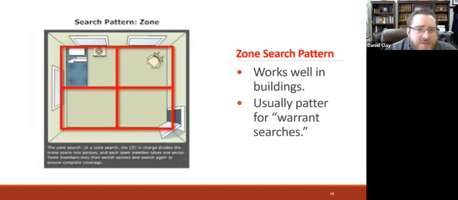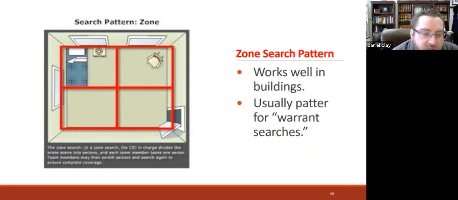And then the last type of search that we have is the zone search pattern, right? Basically, the detective in charge, or the CSI in charge, divides the crime scene into sectors or sections. Each member of the team, so one person, takes one sector. Then team members may switch sectors and search again, right?